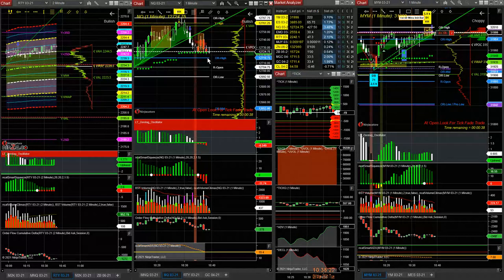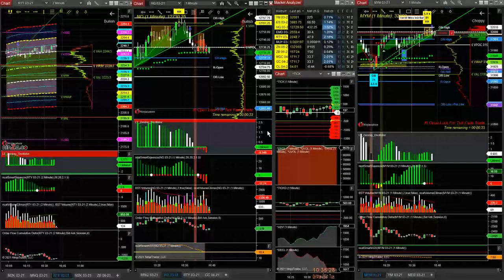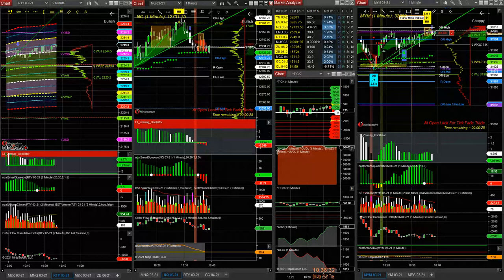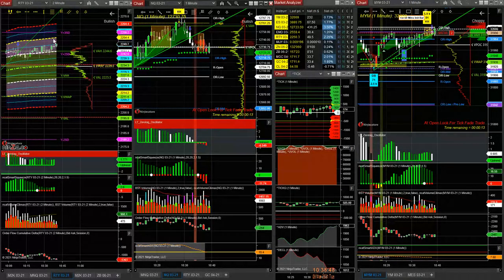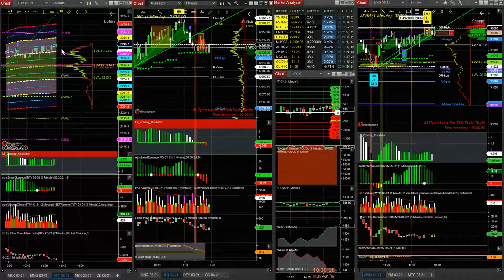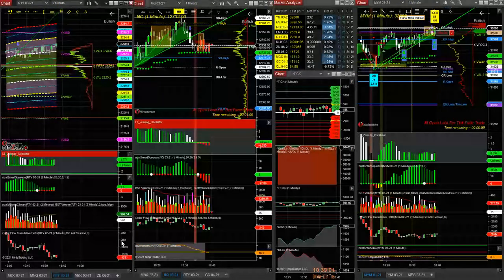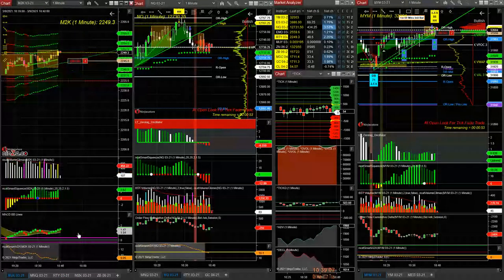But I'm looking for a pullback. He's trying to make that break here, but it's so bloody strong, right? So strong. RTY is coming up short, guys. What time is it? 10:38. RTY, come up here. You can get a short play in RTY. Okay. Got the momentum working here. We see M2K. Yes, RTY, we can get a short.